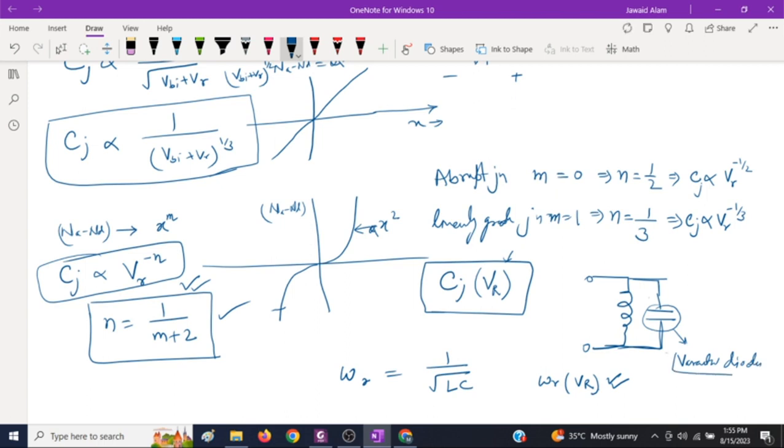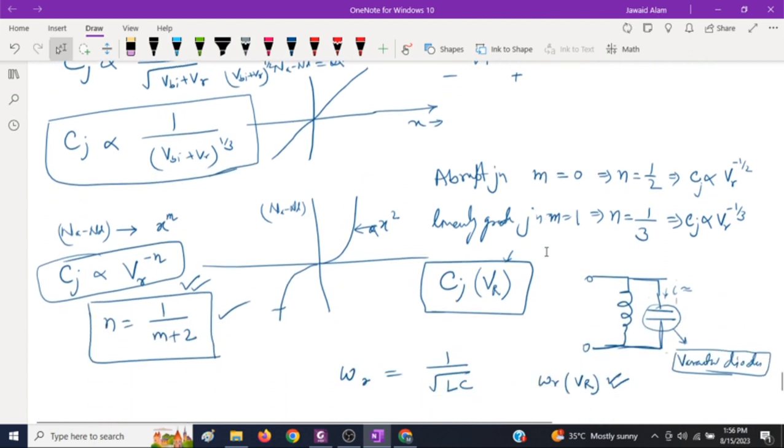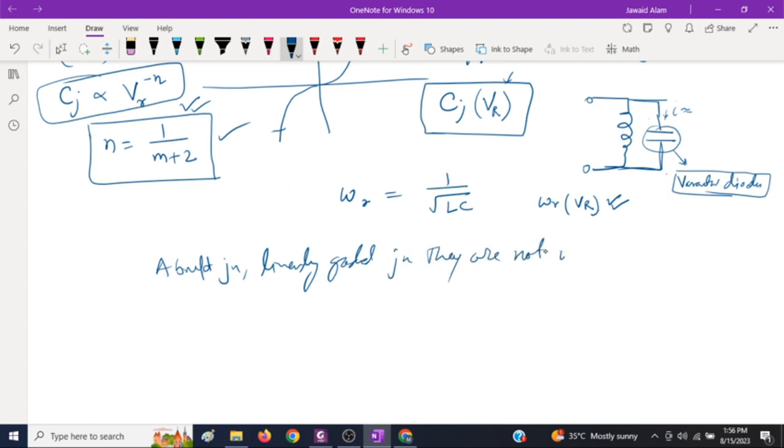What is the advantage? Because capacitors don't have any current, this I is almost very small, and that could be achieved without changing anything in case of a reverse bias junction. However, the abrupt junction or linearly graded junction are not called Varactor diodes. They are not used as a Varactor diode.